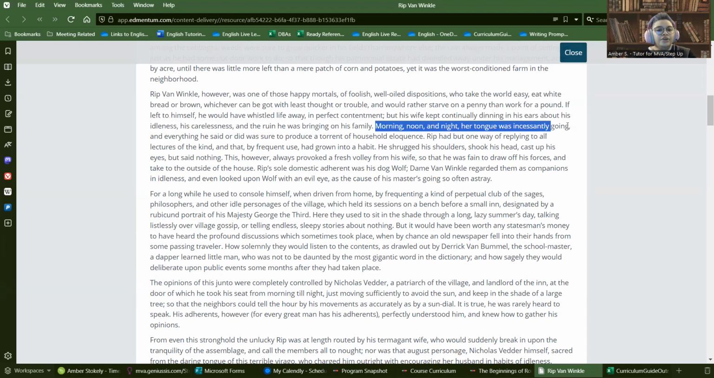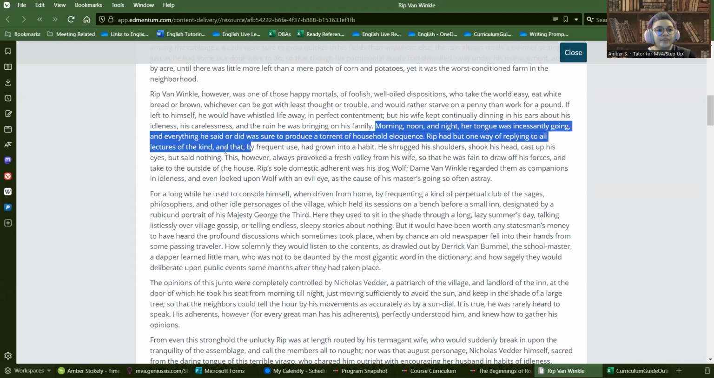Morning, noon, and night, her tongue was incessantly going. Incessantly means that you never stop. And everything he said or did was sure to produce a torrent. A torrent is like a flood of household eloquence. So in this case, eloquence usually means being like graceful. But when they say household eloquence here, they're talking about like how a person speaks. So basically, she's always talking to him.